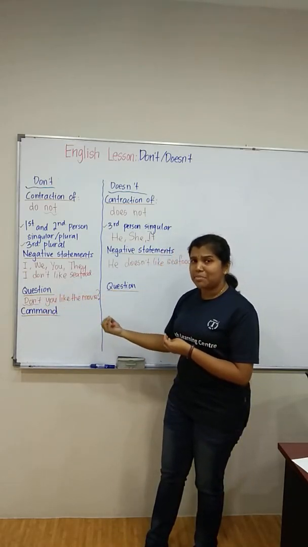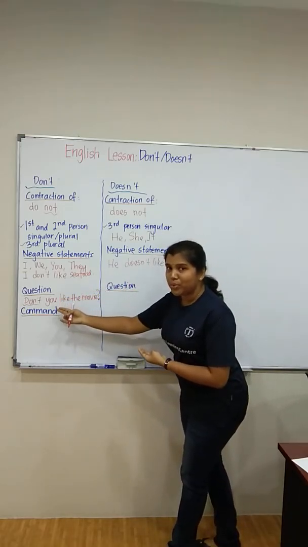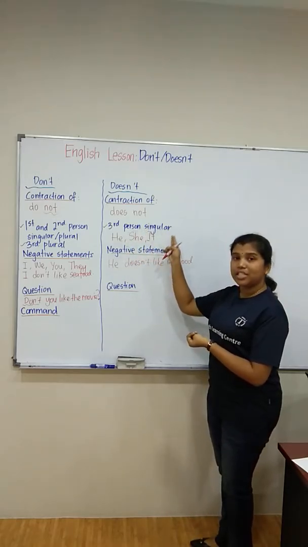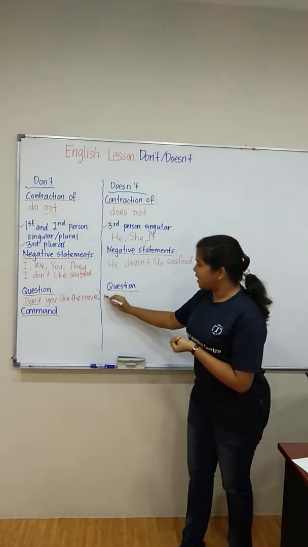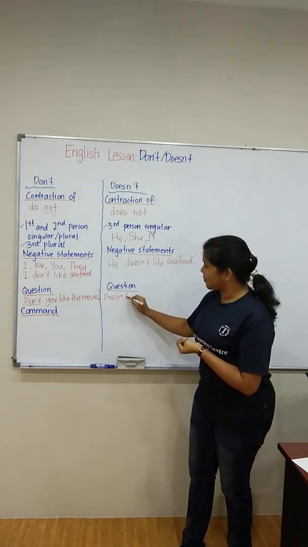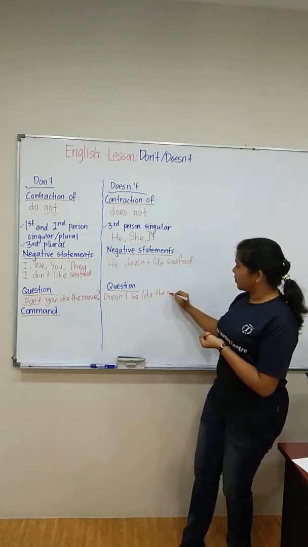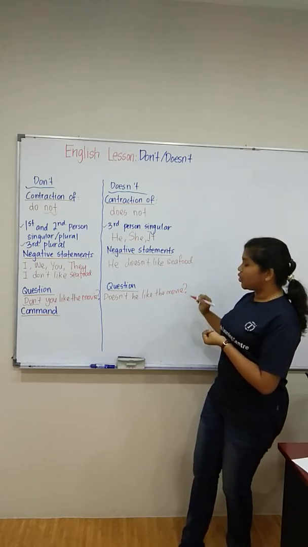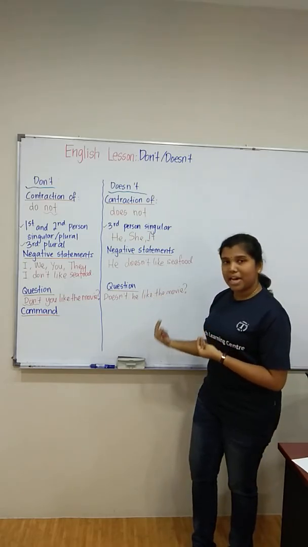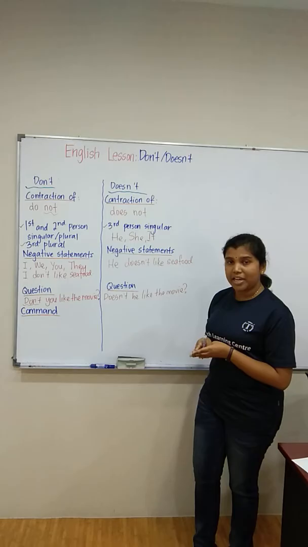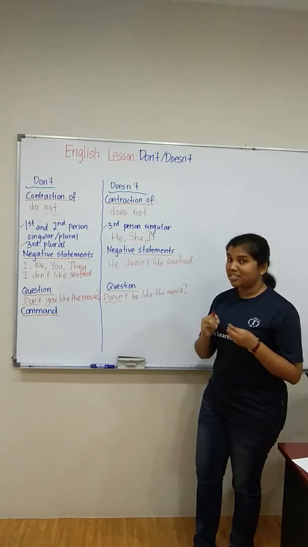If I'm going to use the same question for doesn't, I cannot use you. I must use my third person singular, which are he, she, it. So I am going to say, doesn't he like the movie? Question mark. So same question, same message being questioned, but different subject, and because of the different subject I'm using different auxiliary verbs.